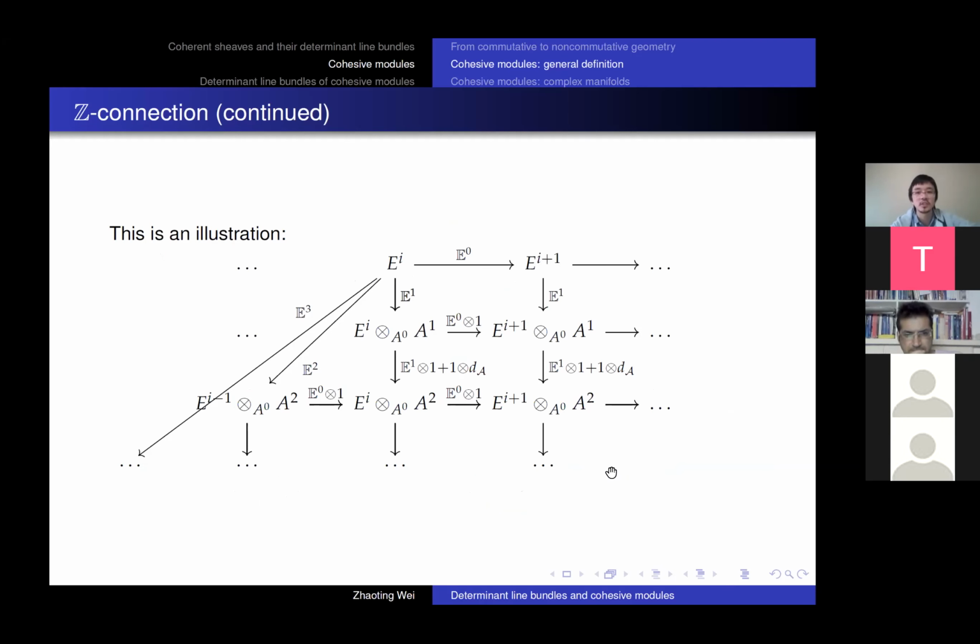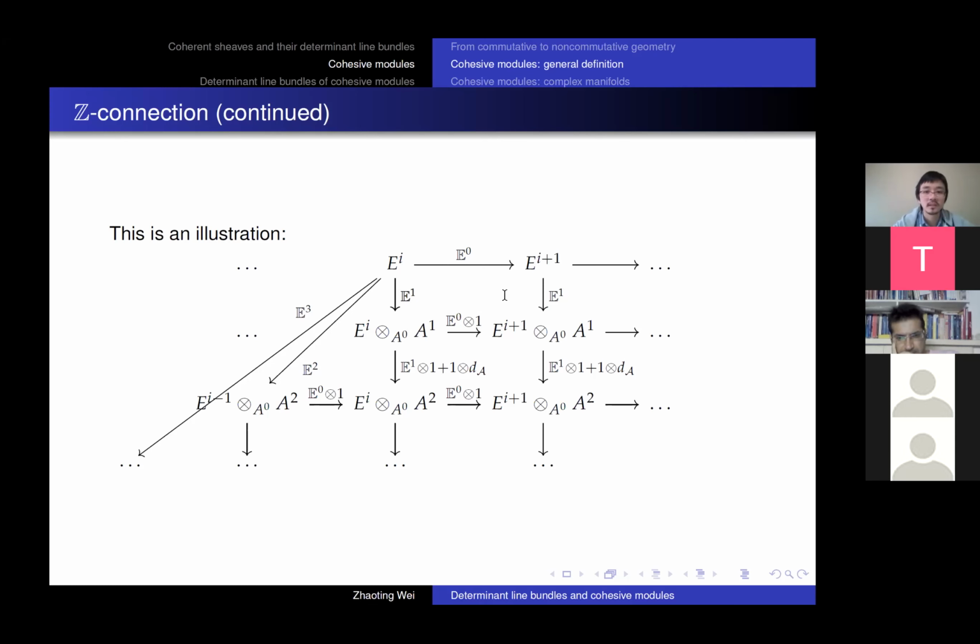This is a picture illustration of a Z connection. The E0, Ei goes to Ei plus 1, that's usually the horizontal part. And E1, Ei goes to Ei times A0, A1 is the vertical part. The point for Z connection is we have higher terms going in the other direction, E2, E3, etc. The total degree is 1. So the image of Ei is always on this line, with the same total degree. But we have infinitely many components of this connection E.